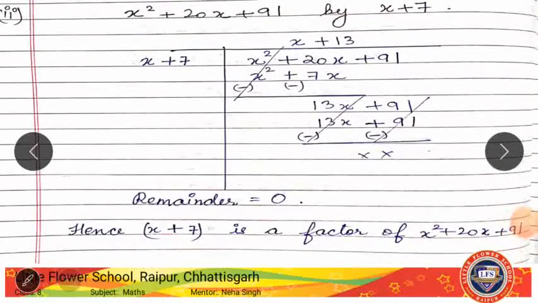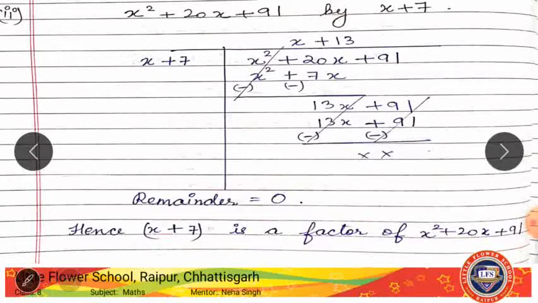So this is the second question. x square plus 20x plus 91 has to be divided by x plus 7, right? So x plus 7, first we are going to write the dividend and the divisor. Now, first step, what we have done, again we will repeat that set of steps.